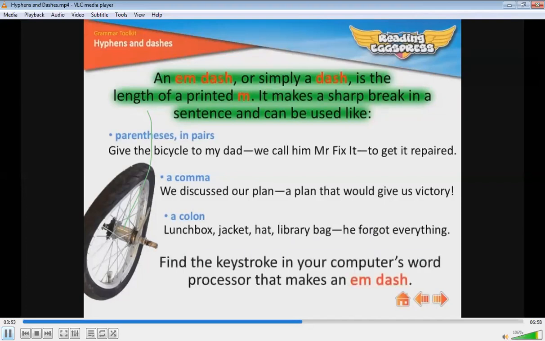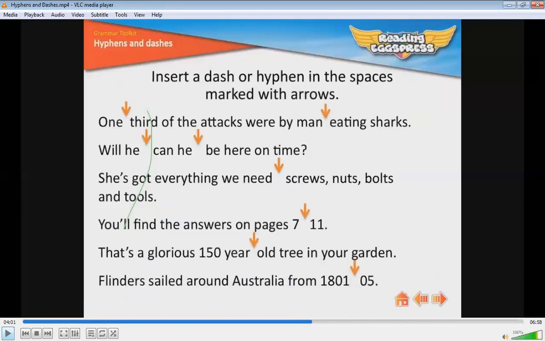Find the keystroke in your computer's word processor that makes an M dash. This is a fabulous example, or we can say practice. You can see these arrows. You are going to replace these arrows with the hyphen or the two kinds of dashes, the M dash or the N dash. Just take like 2-3 minutes and I will let those who are raising hands speak. So tell me your own opinion.